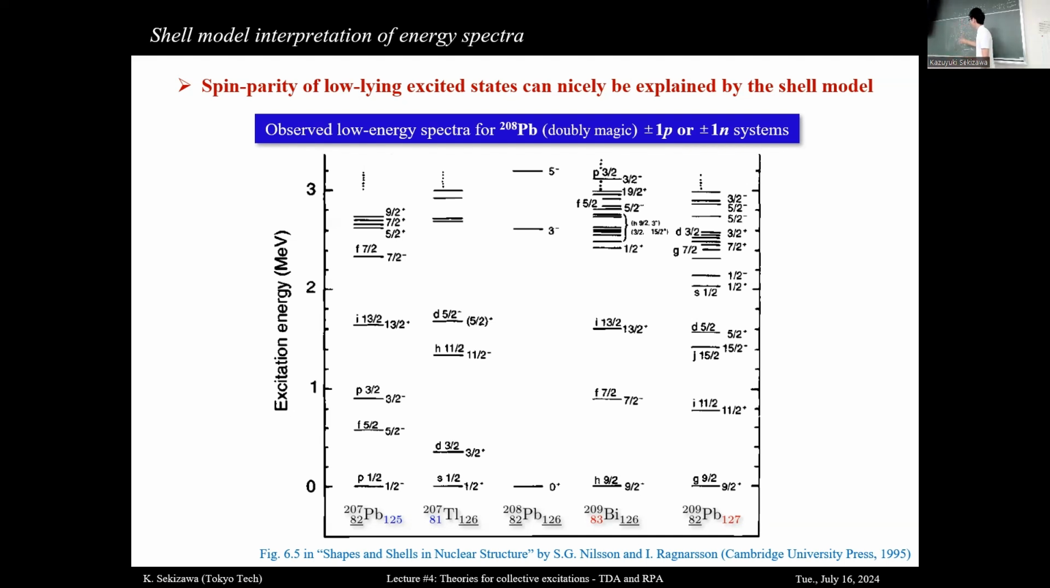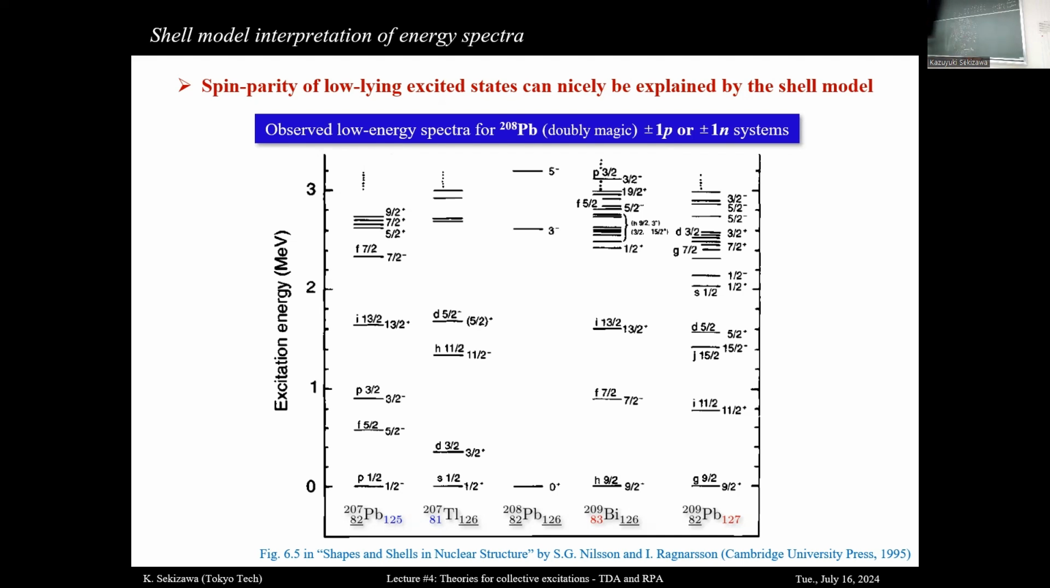In this way, the odd mass nuclei with one additional proton or one additional neutron on top of the closed shell have excitation spectra which can be understood from the shell model picture.